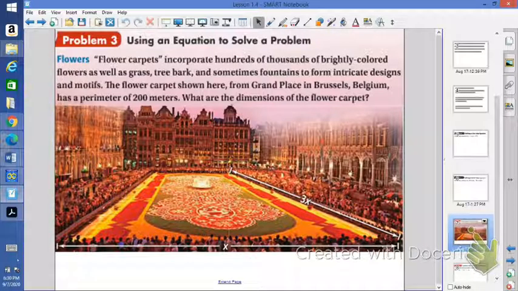Problem 3, we're going to use an equation to solve a problem. Flower carpets incorporate hundreds of thousands of brightly colored flowers as well as grass, tree bark, and sometimes fountains to form intricate designs and motifs. The flower carpet shown here from Grand Place in Brussels, Belgium has a perimeter of 200 meters. What are the dimensions of the flower carpet?